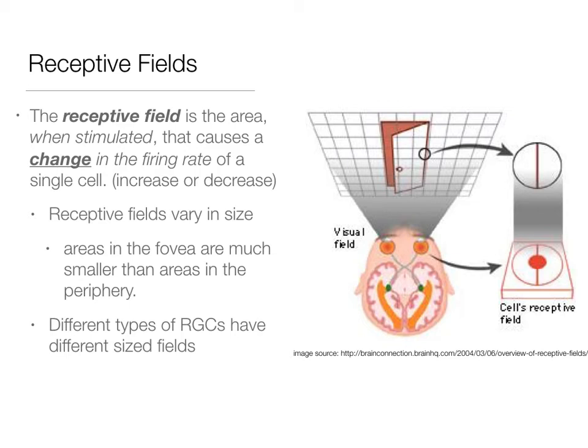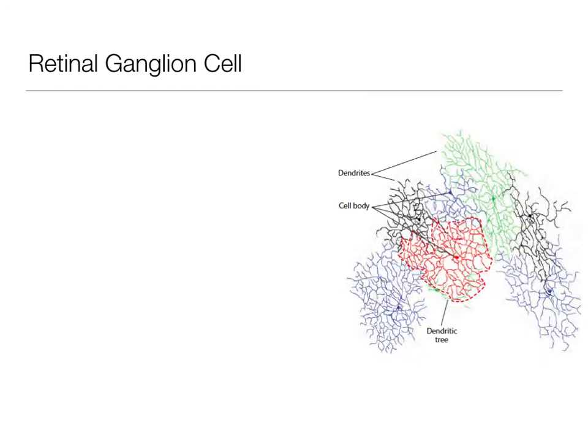And different types of RGCs have different size receptive fields. And there's actually more than 20 different kinds of RGCs. We are not going into that level of detail. We'll talk about two here. And that was mostly for illustrative purposes, to talk about these differences of receptive fields, okay? So again, the cell's receptive field is this little piece of this whole greater picture that the eye is seeing.